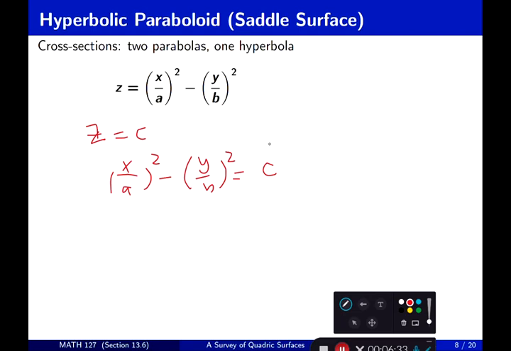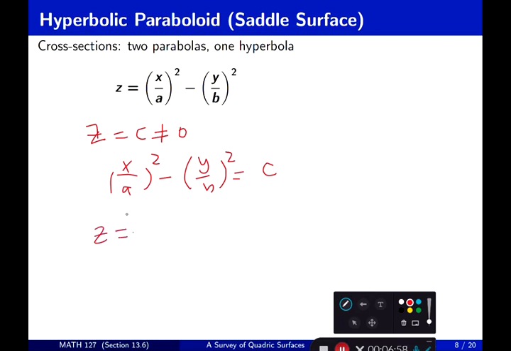Interestingly enough, first of all, if z is not equal to 0, and c is bigger than 0, the opening of the hyperbola goes one way. If c is less than 0, the opening of the hyperbola goes the other way. But what happens when c is equal to 0? So let's try that too.